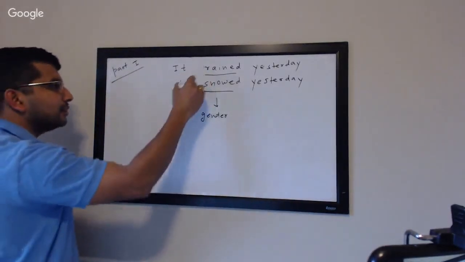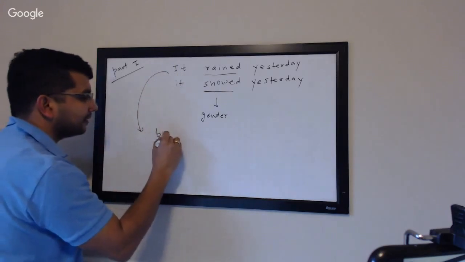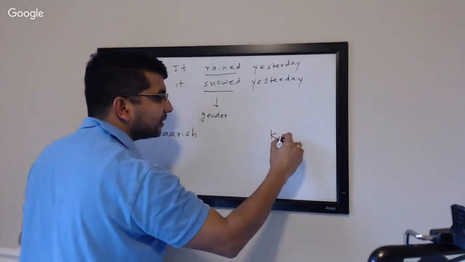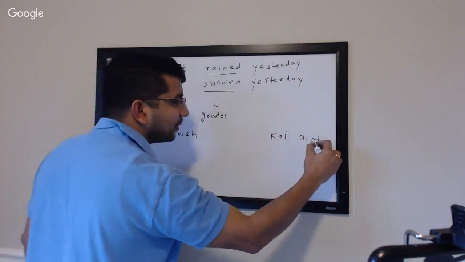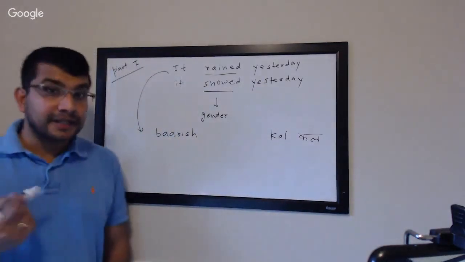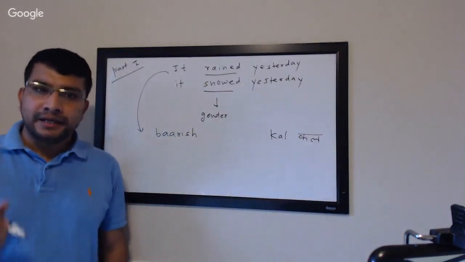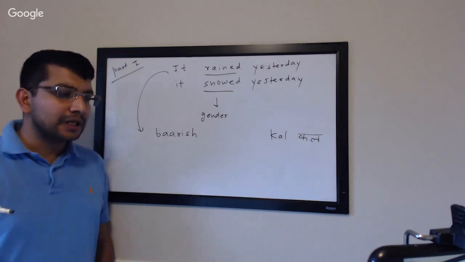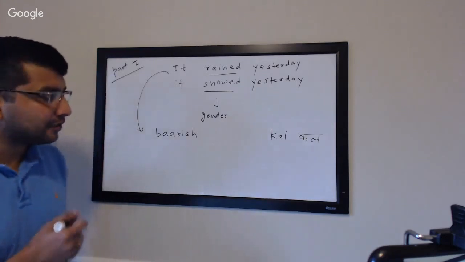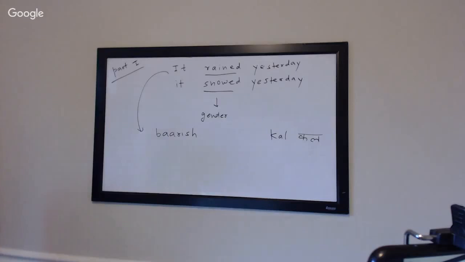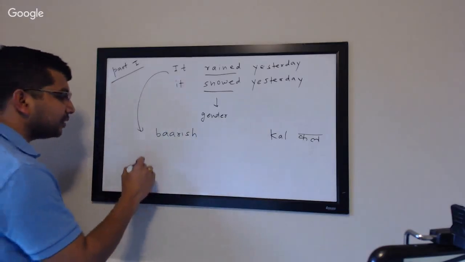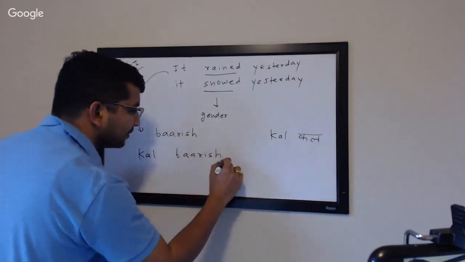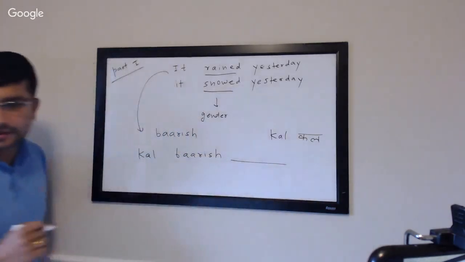So rain is barish and yesterday is kal. In Hindi, tomorrow is also kal, but it really determines how you are writing the sentence. And the verb conjugation will basically determine whether you are referring to kal as a past or as a future. So when you say it rained yesterday, you will say kal barish, and then I'm gonna keep it blank for you.